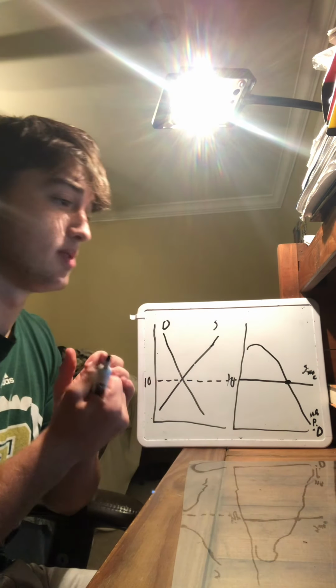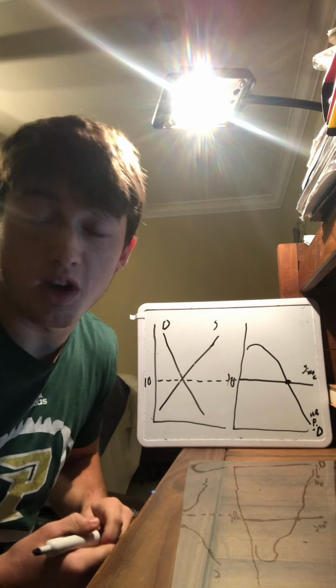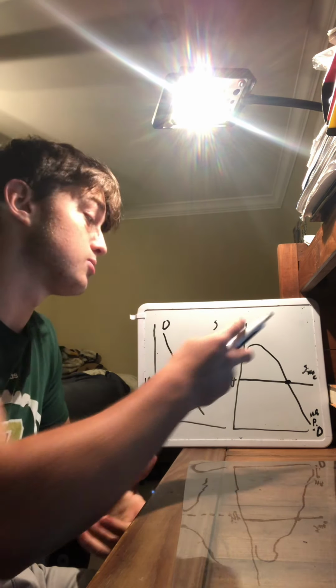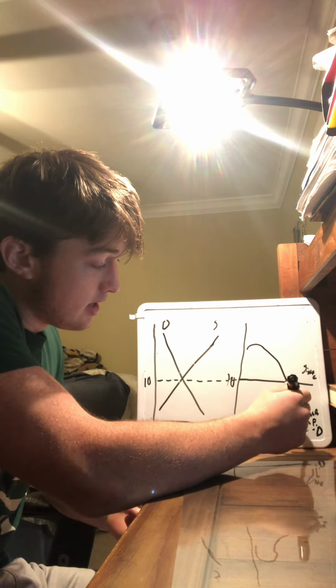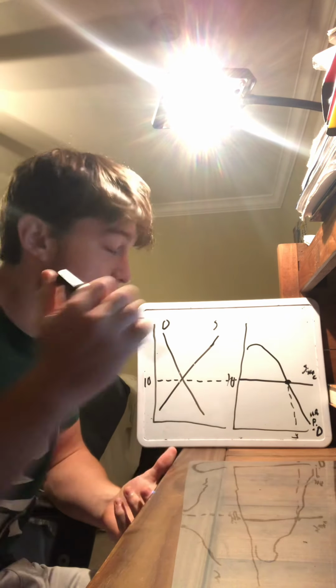Where are you going to hire people? The number of people that are hired is where marginal cost equals marginal revenue, this dot right here. That's your quantity of people hired. Let's say that number is 50 people.